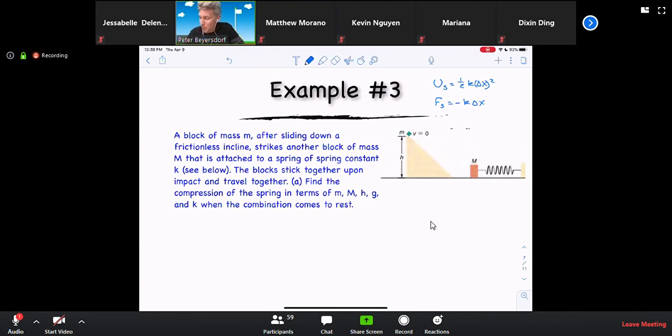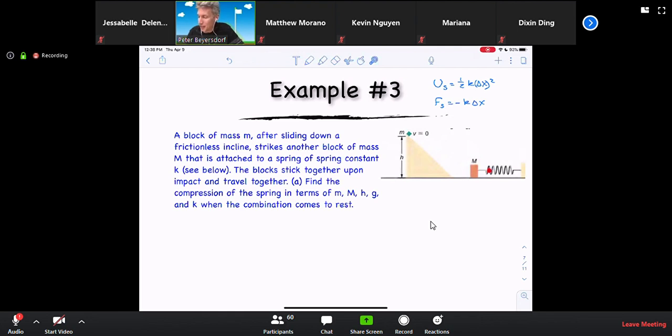Okay, so we've got this block of mass m sitting at the top of this hill of height h. There's no friction, and it's released from rest. So it's going to slide down the ramp. When it gets to the bottom, it's going to slide and crash into this larger block of mass big M. Now we're told that the 2 blocks stick together. So maybe they've got glue on them, maybe they've got Velcro, we don't know, but for whatever reason they stick together. And then the whole system would move to the right.